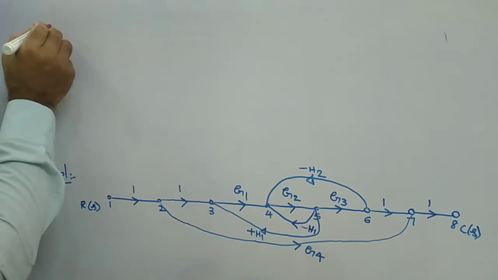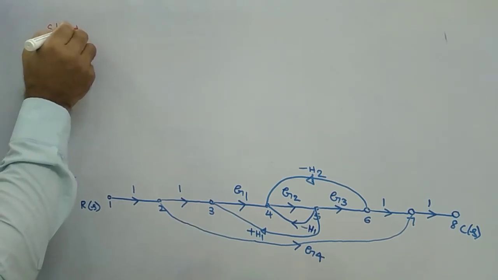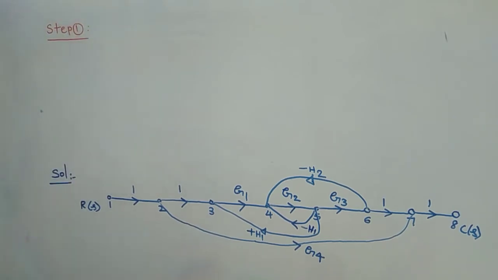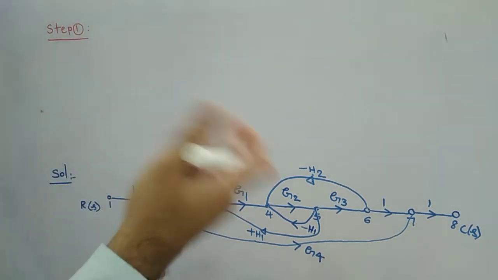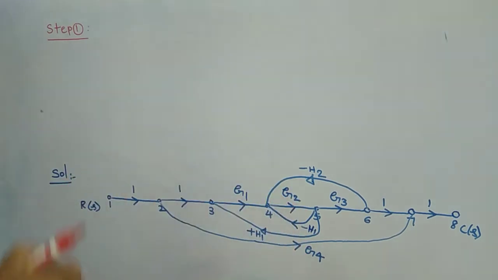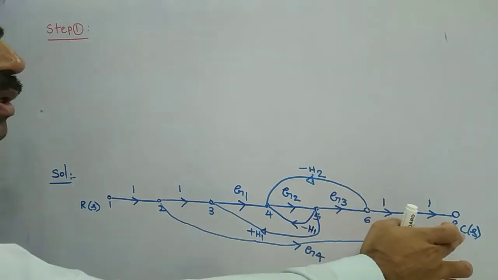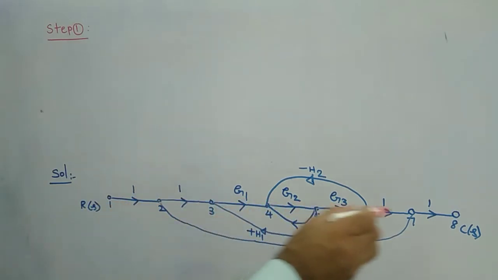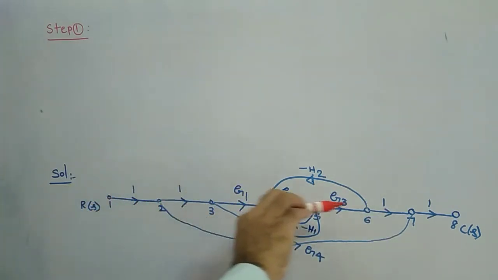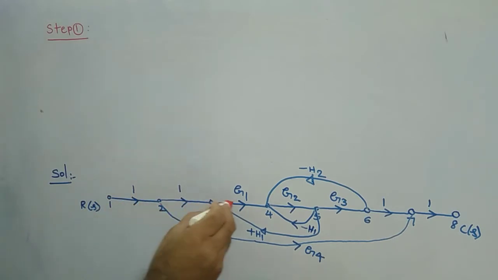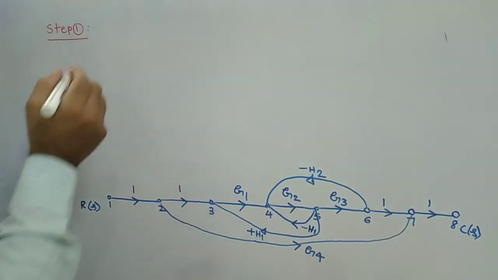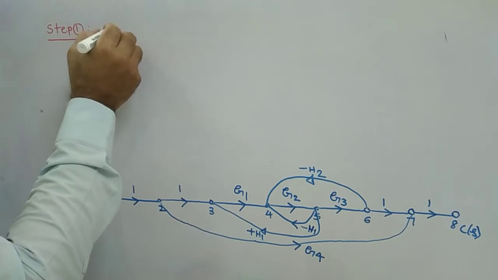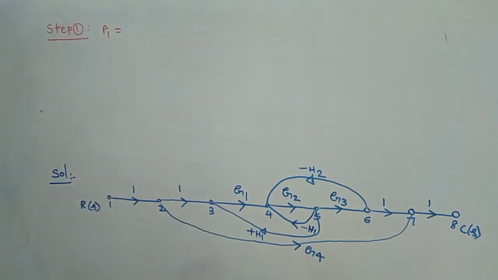As we have seen, step 1. What is step 1? Step 1 is nothing but the number of forward paths available for the given signal flow graph diagram. Number of forward paths, nothing but the paths from the origin, from your input R of S to the output C of S. If you see from R of S to C of S, there is a straight path with complete arrow mark in the forward direction only. Therefore this path you can directly consider as the first forward path. That is what your P1, the first forward path.